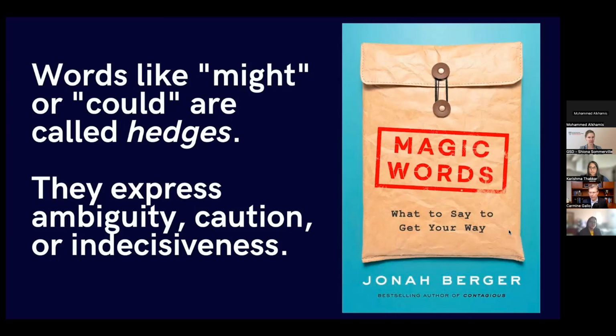Jonah Berger is a Wharton marketing professor who recently came out with a book called Magic Words. So I had a conversation with Jonah about this, and he too agrees with me. He calls them hedge words. Words like might, could, those are called hedges. They express ambiguity, caution, or indecisiveness, the traits that you do not want as a leader.